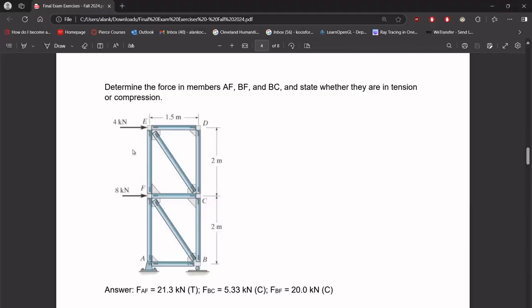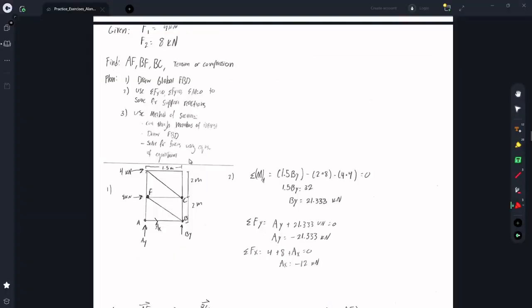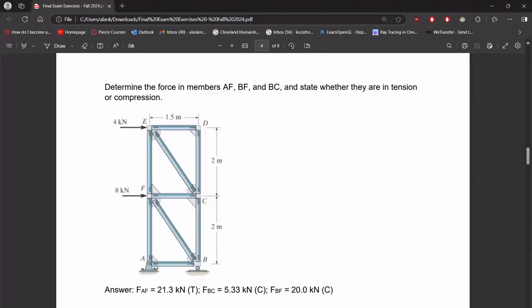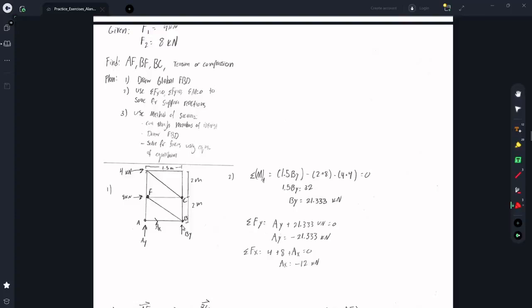All right, for this problem, we're given this truss, which has an 8 kilonewton force and a 4 kilonewton force applied to it. And we want to find the forces in members AF, BF, and BC, and whether they're in tension or compression. So I've written that down here, and the plan is to first draw a global free body diagram. We're going to use the equations of equilibrium and try to solve for the reactions of the supports. We have a pin here, which is going to have a reaction in the x and y directions, and then at B we have a roller, so just a support going up in the y direction.